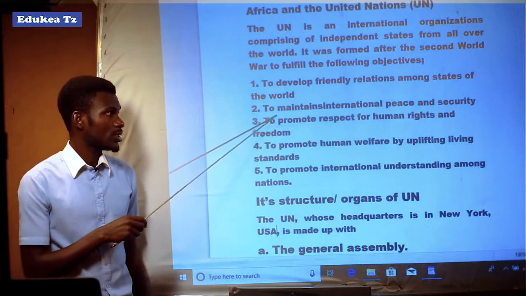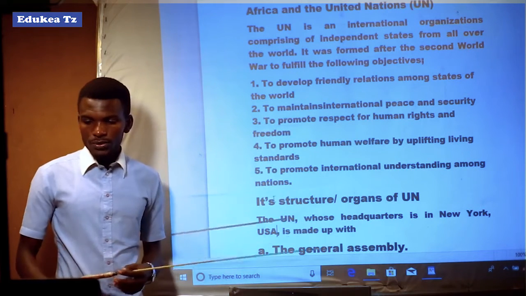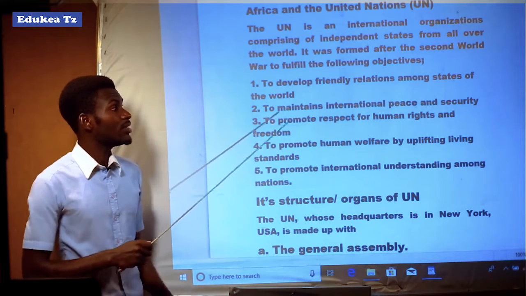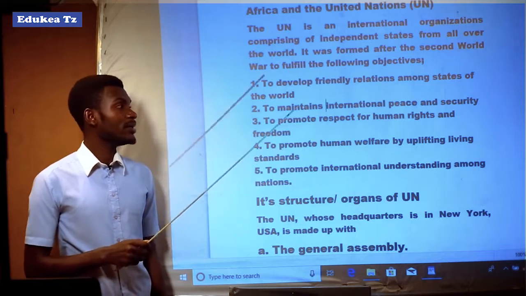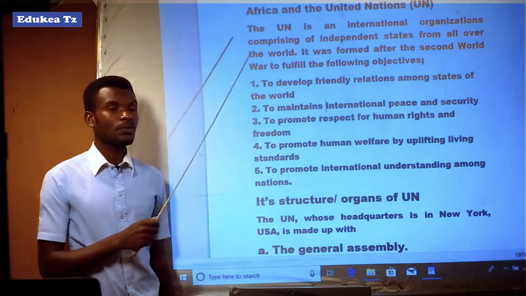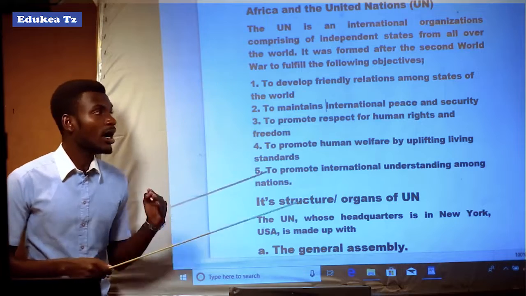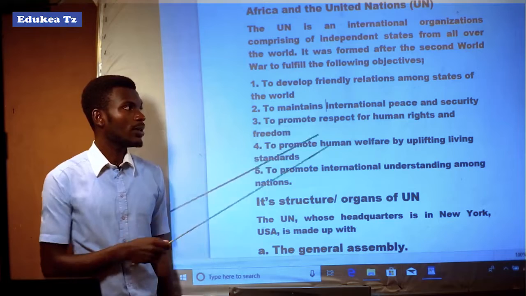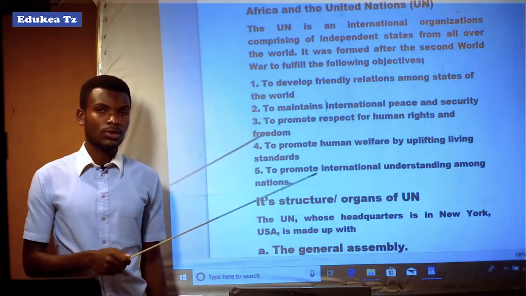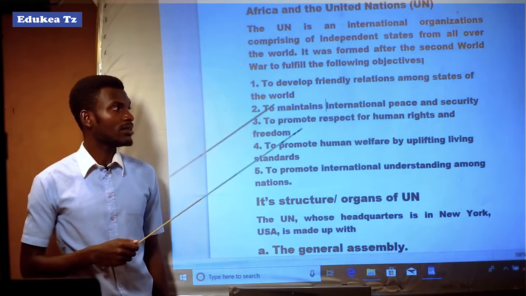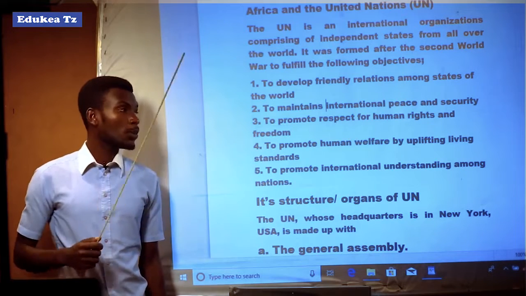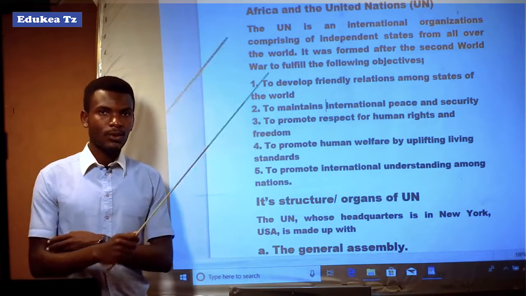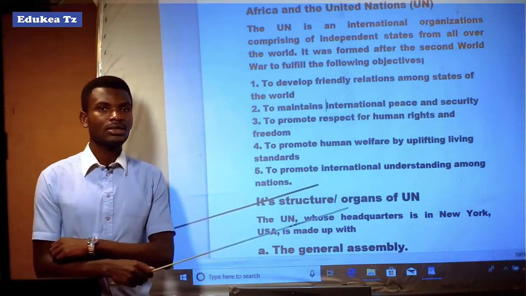The second one was to maintain international peace and security. It means that the formation of the UN was aiming at maintaining international peace and security. And how could the UN maintain world peace and security? This was through the Security Council that is formed by the developed countries and other less developed countries to ensure that world peace is maintained and protected.